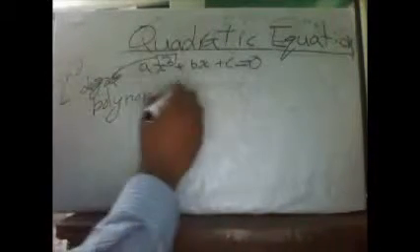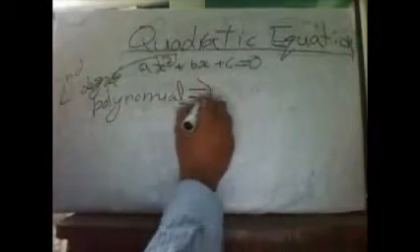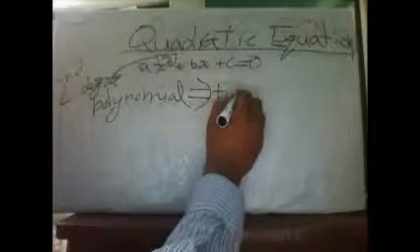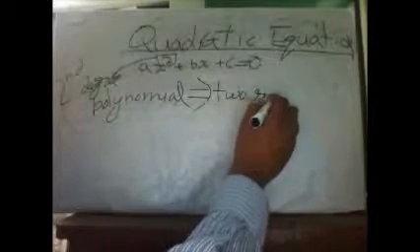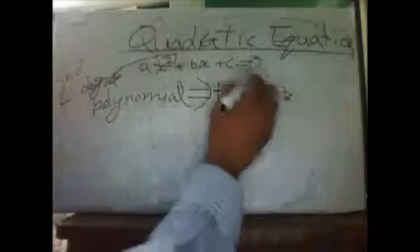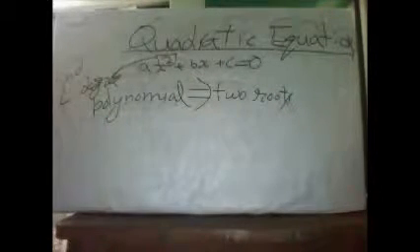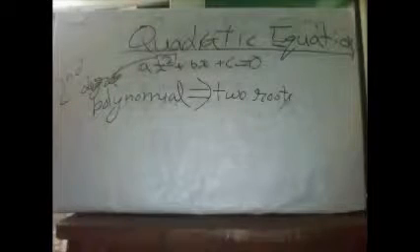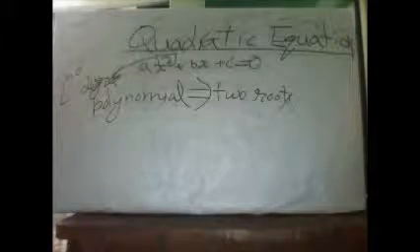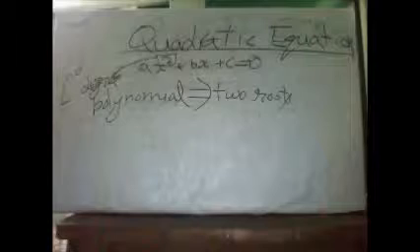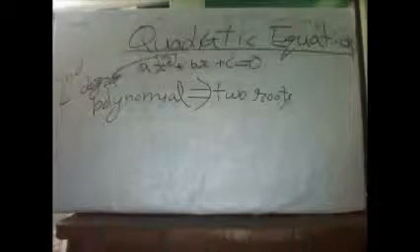Hence, it has two roots. Now, roots can be rational, real, or imaginary, or the roots can be equal. How to determine the nature of roots we shall study a little bit later.